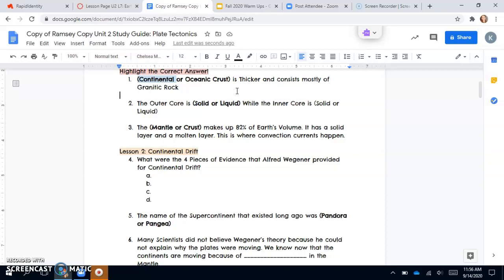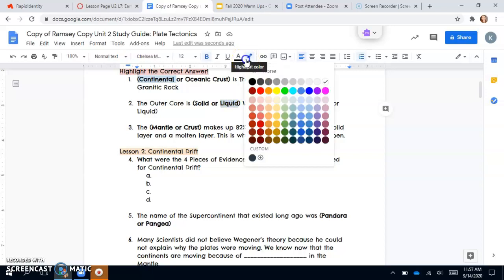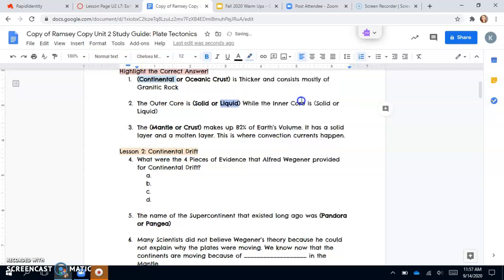Number 2 says the outer core is solid or liquid, while the inner core is solid or liquid. So our outer core, remember, is a liquid. And how do we know this? So our outer core is a liquid because we know that the S waves are deflected around it.